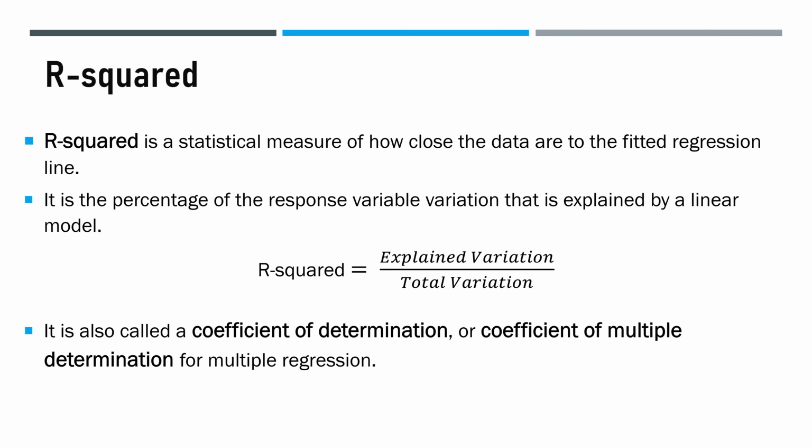R squared is the statistical measure of how close the data are to the fitted regression line. It is the measure of response variables that is explained by the linear model. This is the formula of R squared, which is explained variation upon total variation. It is also known as the coefficient of determination, or coefficient of multiple determination for multiple regression.